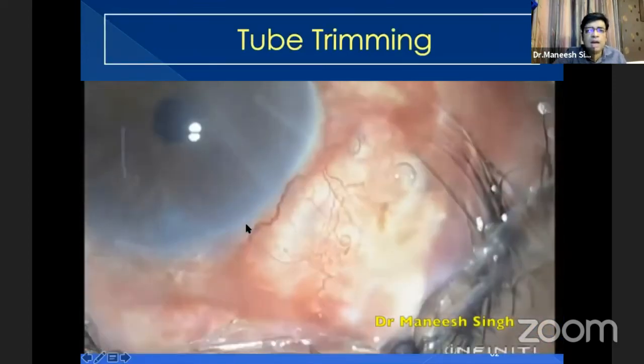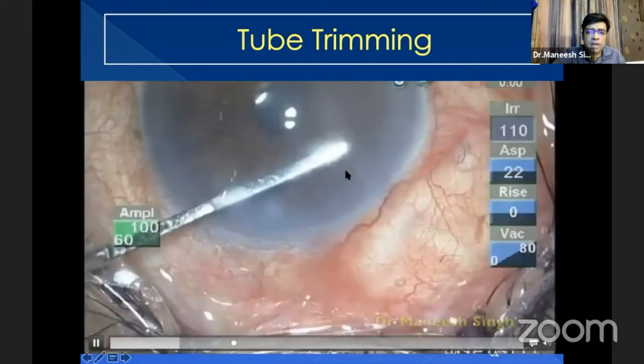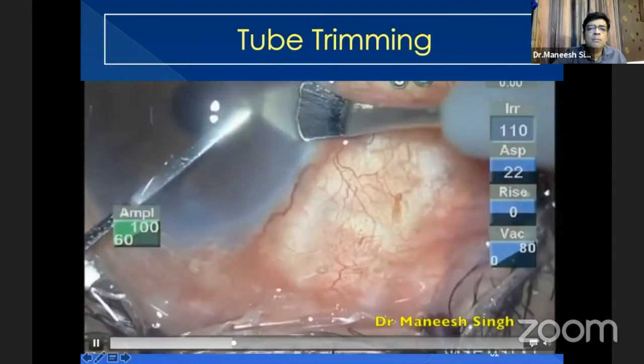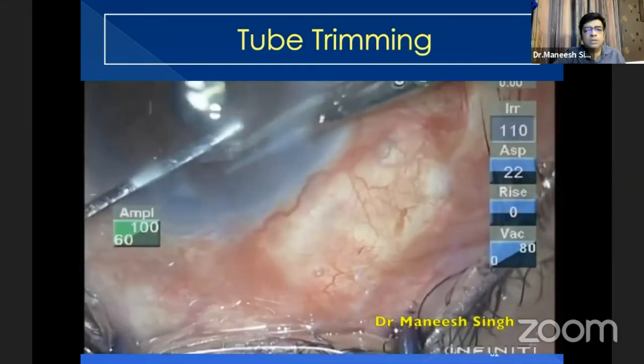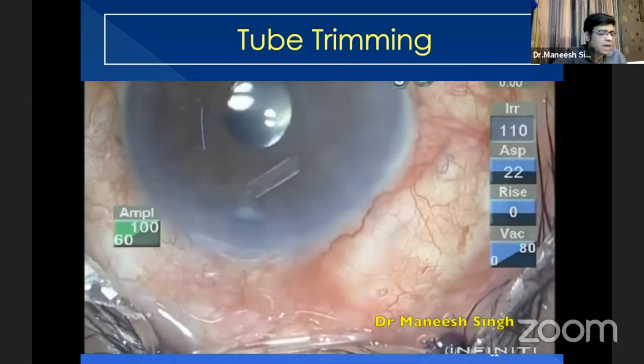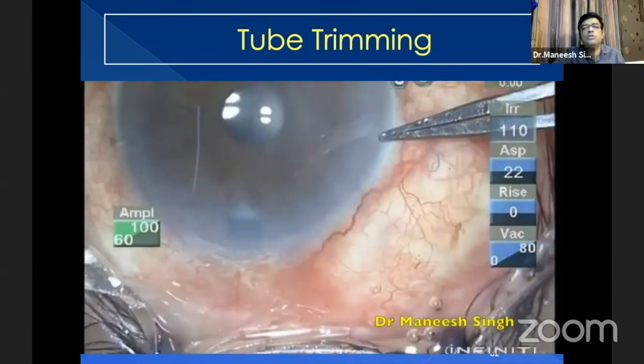This is another patient where we have corneal decompensation. In this case, we just went ahead and trimmed the tube, made the tube smaller, which helped the patient. So this can be tried. Just reduce the size of the tube, so as to reduce the movement of the tube.